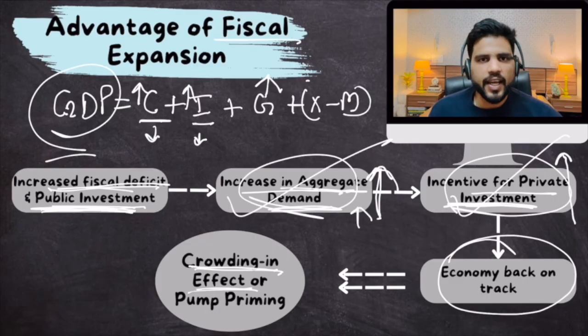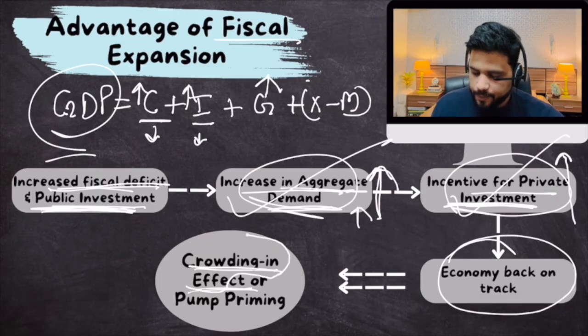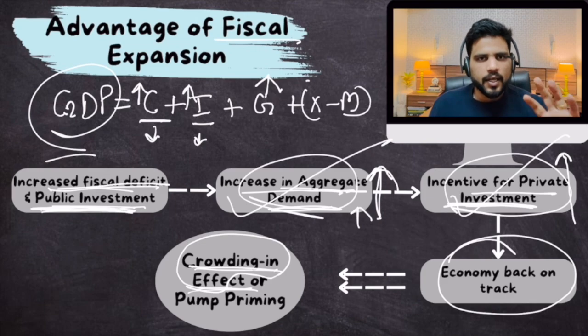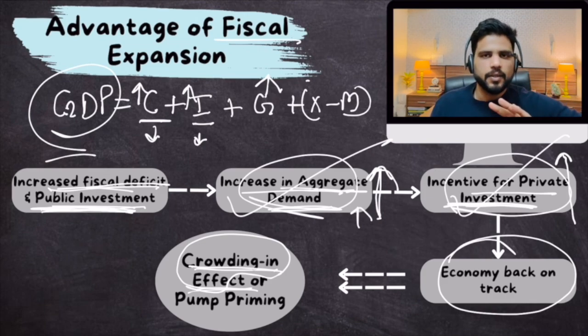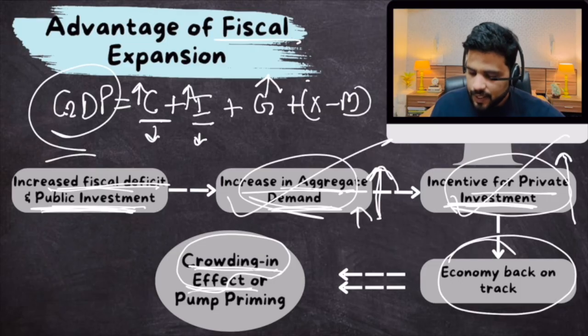So fiscal expansion is not all that bad. If government increases its spending towards capital expenditure, it leads to a crowding in effect. Crowding in of private investment. Make sense? I hope you got that. Clear? So, fiscal expansionists say that there is a crowding in effect also.